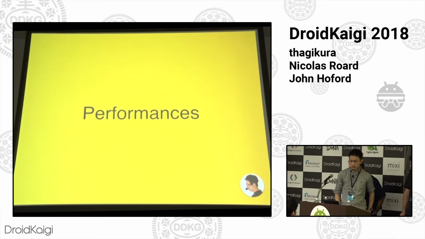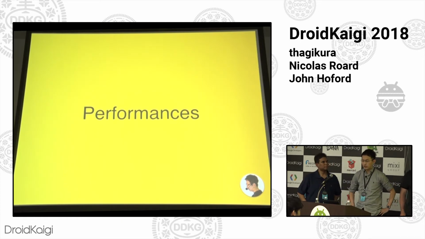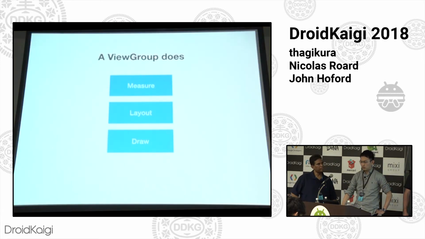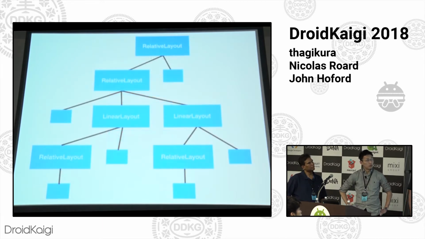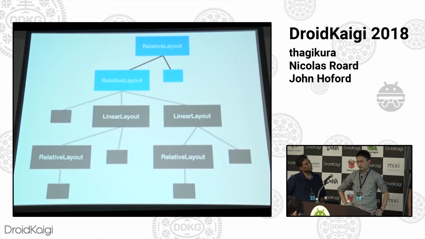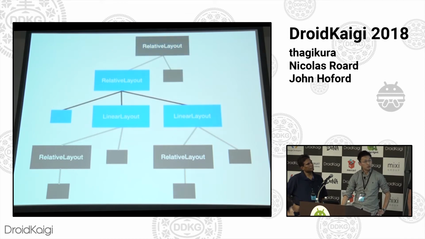Okay, let's talk about performance next. Now, one of the advantages of using a constraint layout is performance. Basically, a view group does measure, layout, draw when it is drawn. Then suppose you have a layout tree like this. Then starting from the root view group, it measures its children. And it's happening recursively until all the children are measured like this.